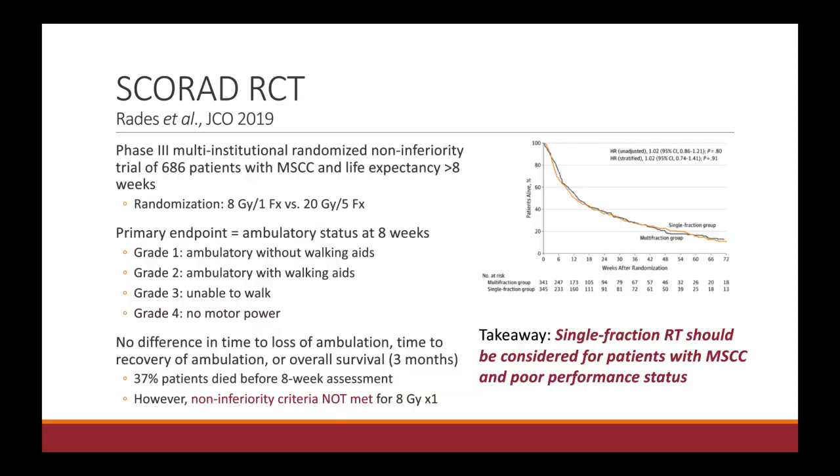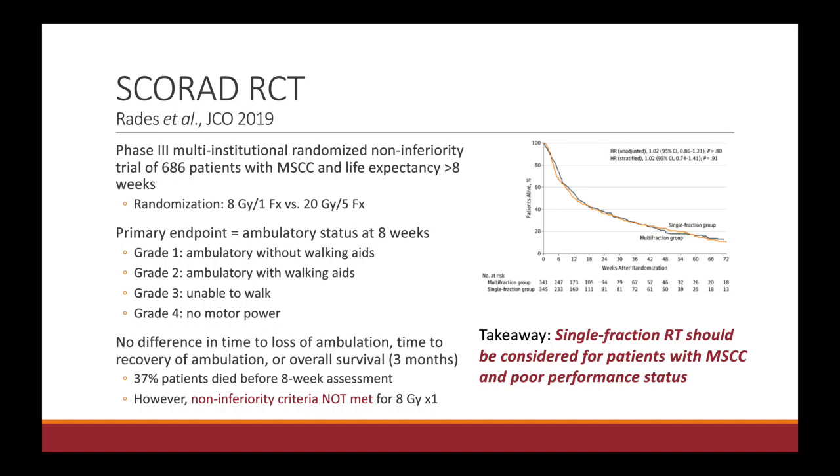The next step was then to compare 8 gray times 1 to 20 gray in 5 fractions in the SCORAD randomized controlled trial, which Rades published in 2019. And so, just like in the last trial, they randomized patients now to these 2 short course regimens, 8 gray times 1 or 20 gray in 5. And they found that there was no difference in terms of time to loss of ambulation, time to recovery of ambulation, or overall survival.